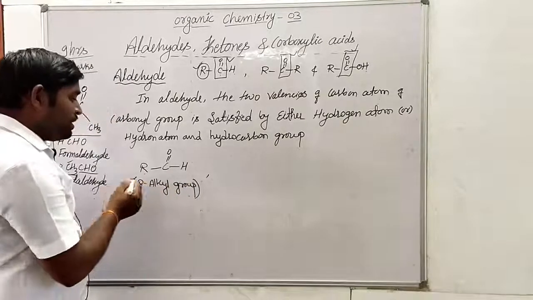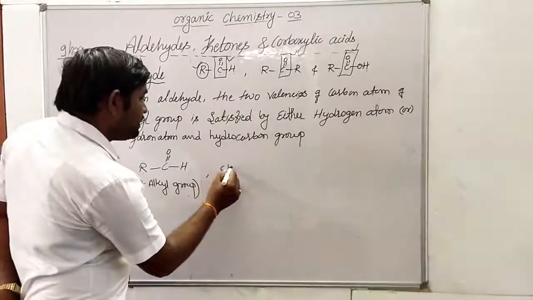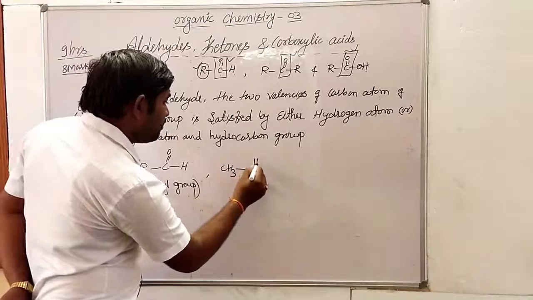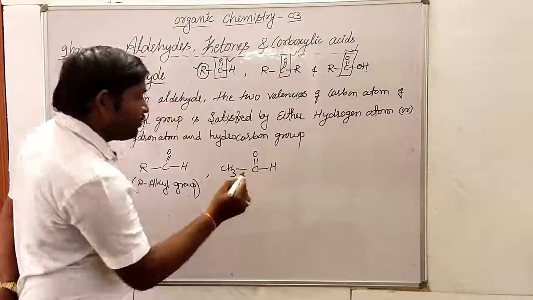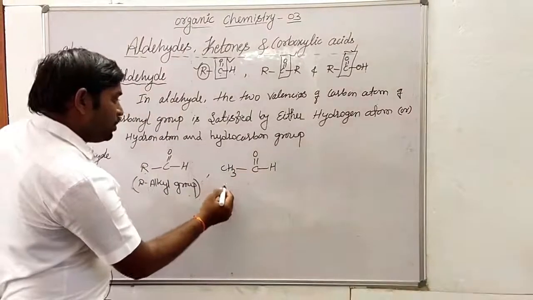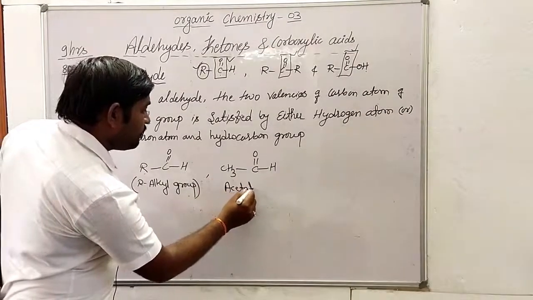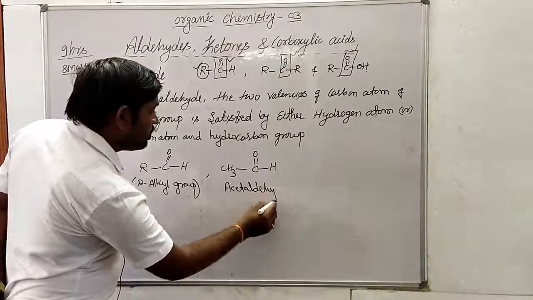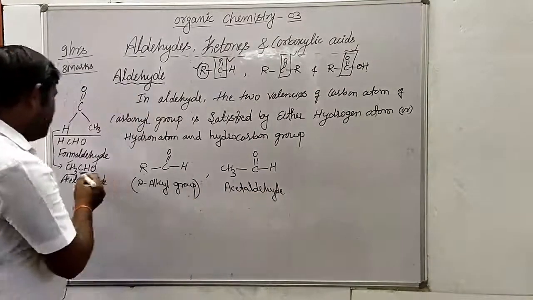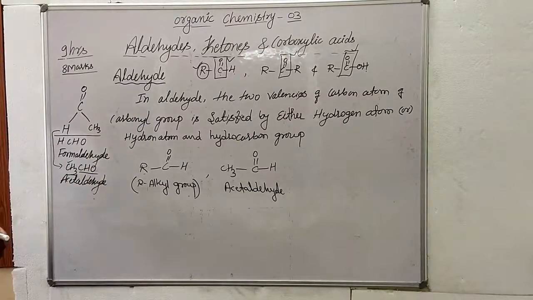So in case this R is replaced by CH3, with C double bond O and a hydrogen atom, what is the name of this molecule? The name of this molecule is acetaldehyde. As I told you, this is nothing but the acetaldehyde molecule.